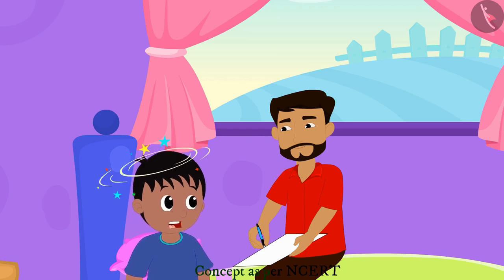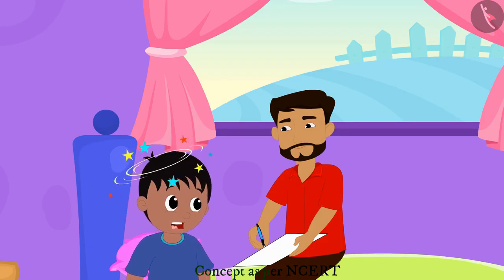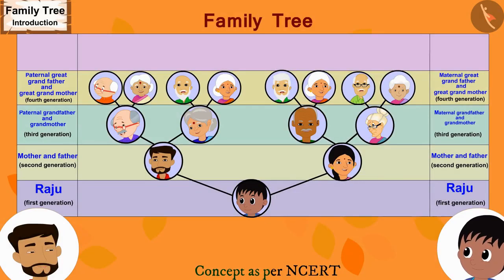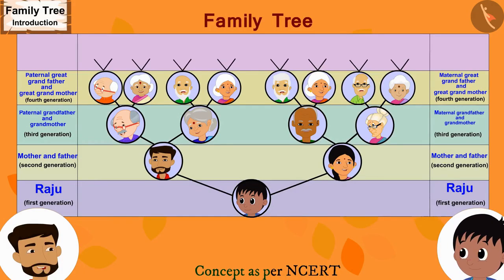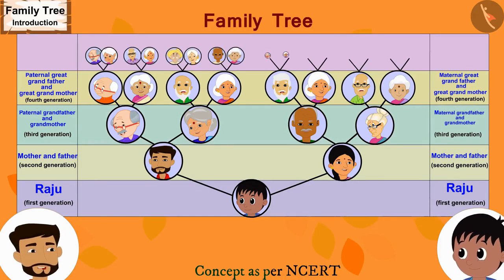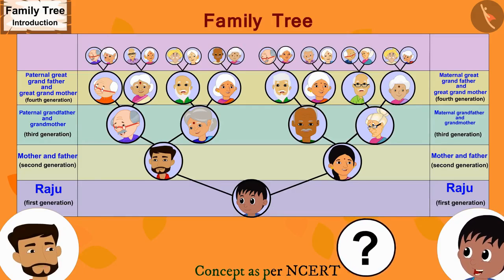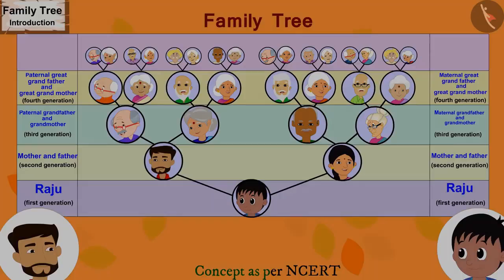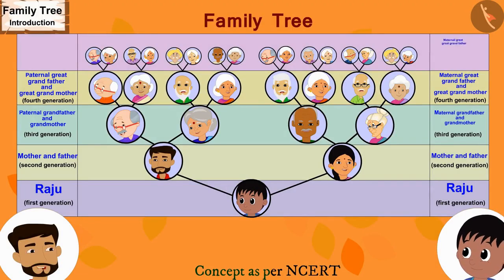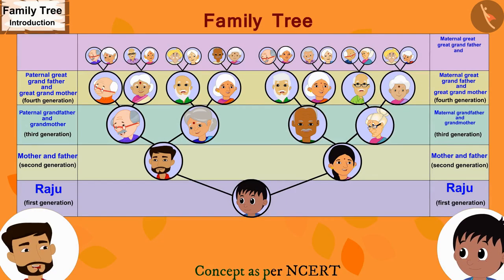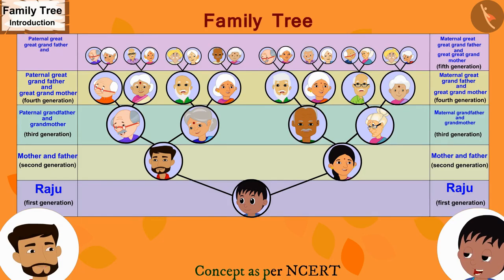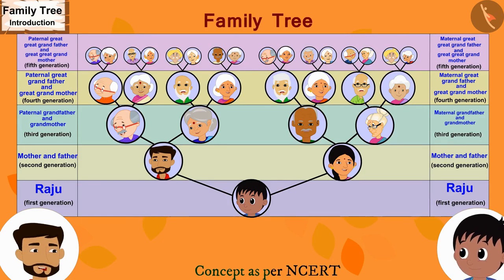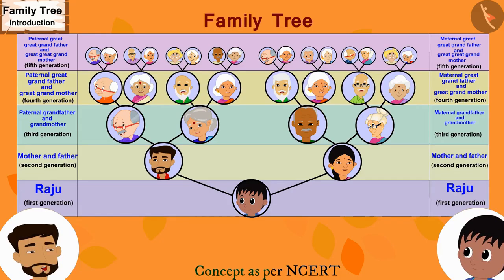Now Raju is thoroughly confused. That's correct, Raju. Let me quickly add them to our family tree. What shall I call them, Father? These are your maternal great-great-grandfather and great-great-grandmother, and these are your paternal great-great-grandfather and great-great-grandmother. With this, our family tree is now complete.